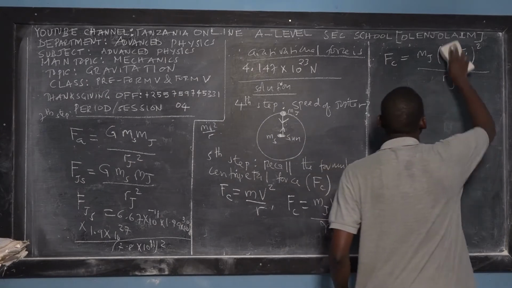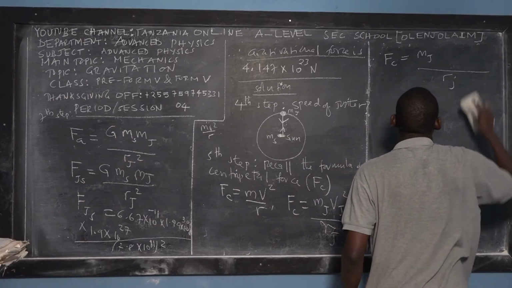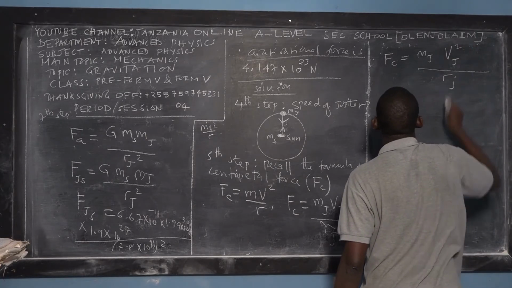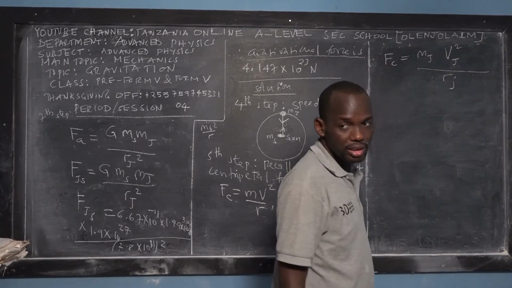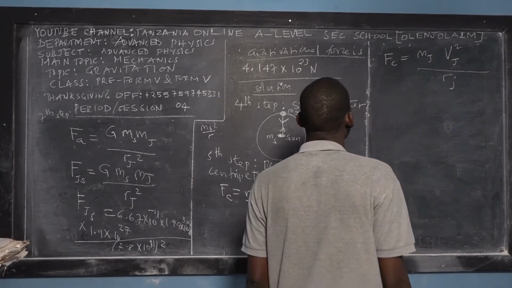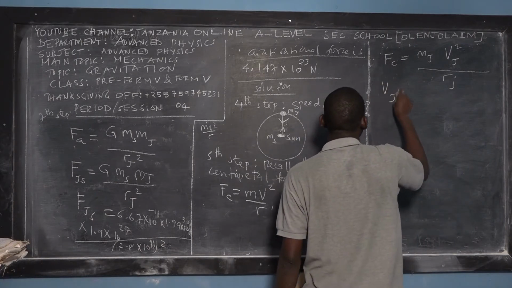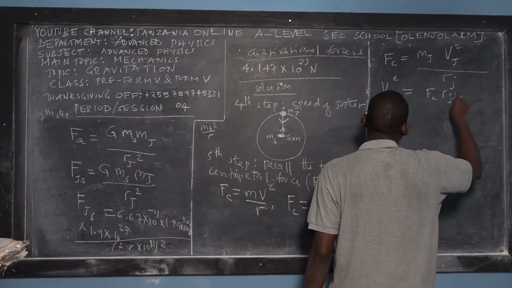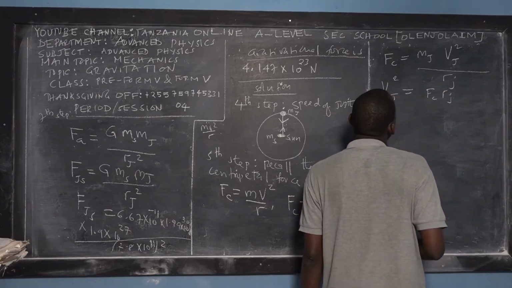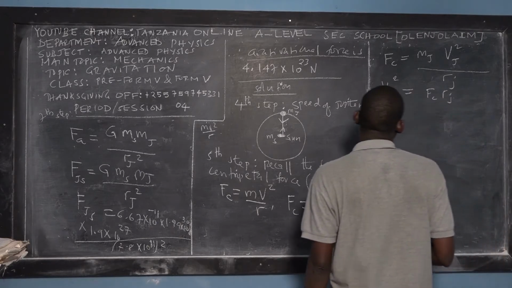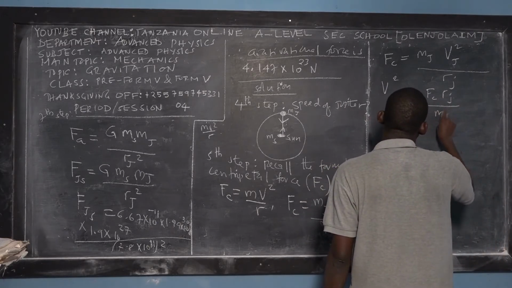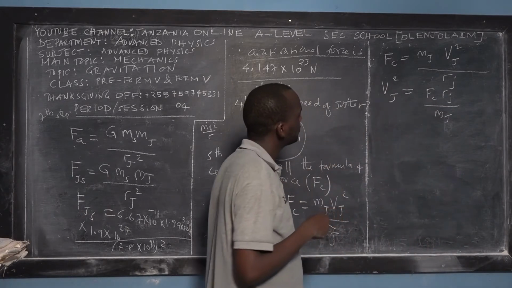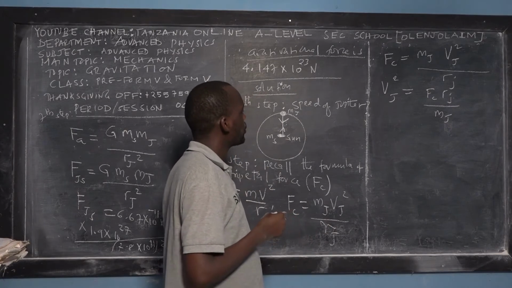But we are looking for the speed. So we should not express this linear velocity in terms of angular velocity. We are looking for the speed. Okay? So because we are looking for the speed, we make the speed the subject: it is equal to the centripetal force times the radius of Jupiter over the mass of Jupiter. Okay?